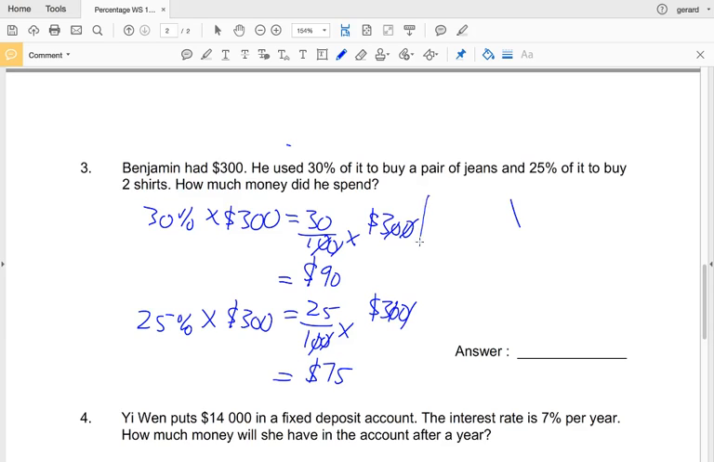Okay, finally, how much money did he spend all together? We just need to add them together. So that's the final answer.